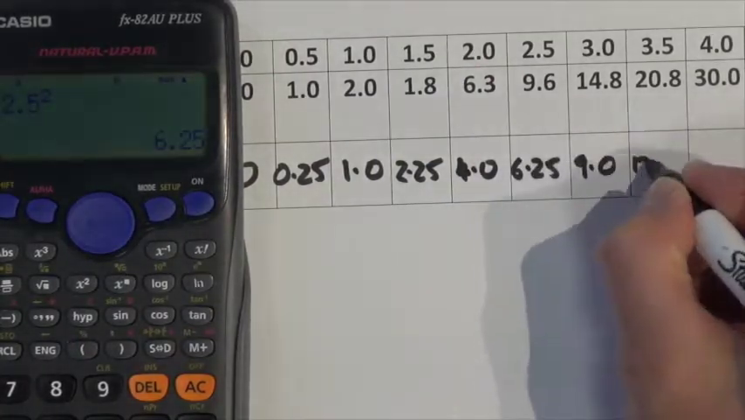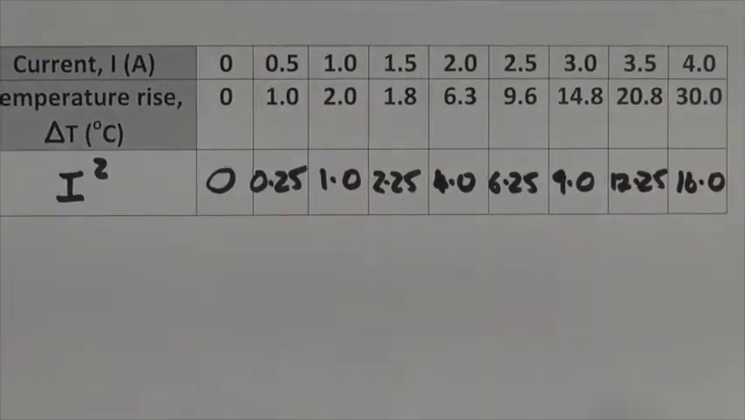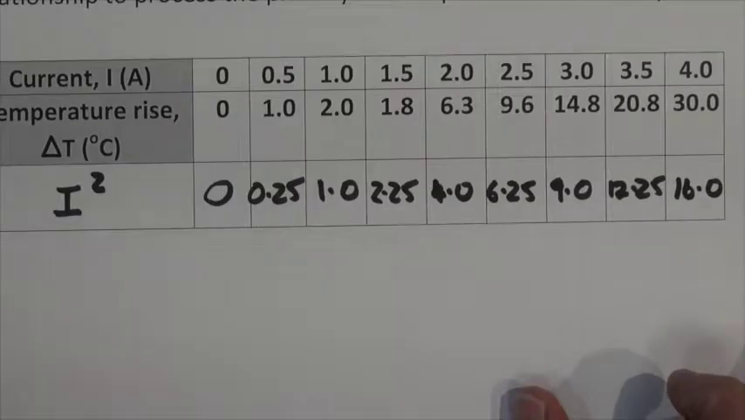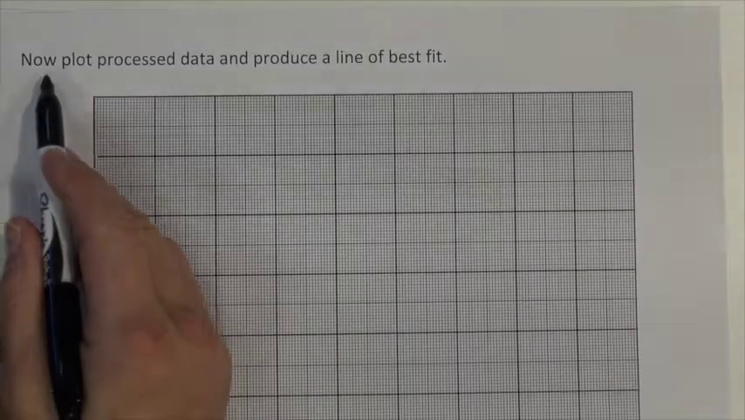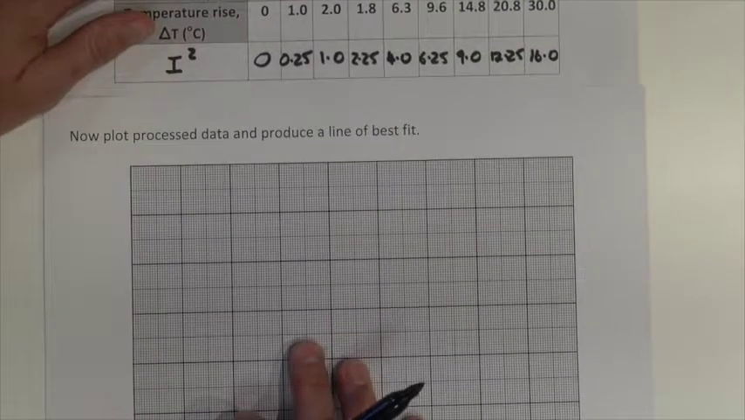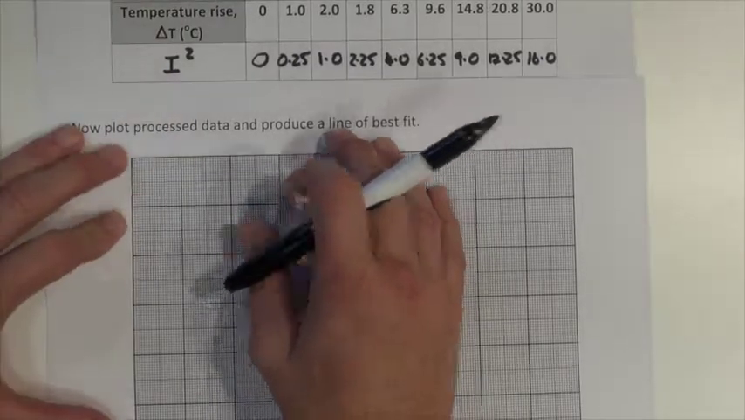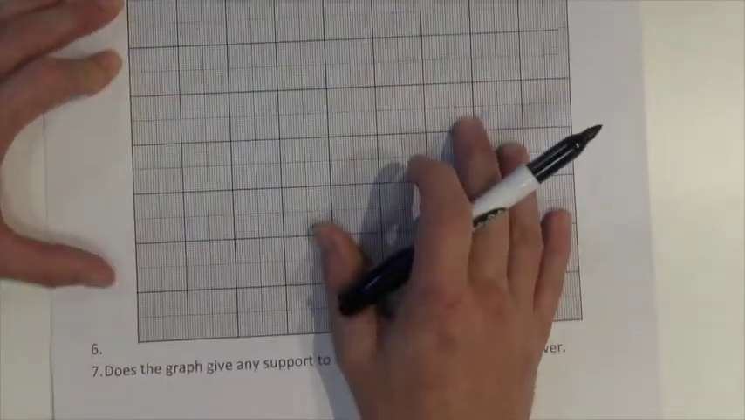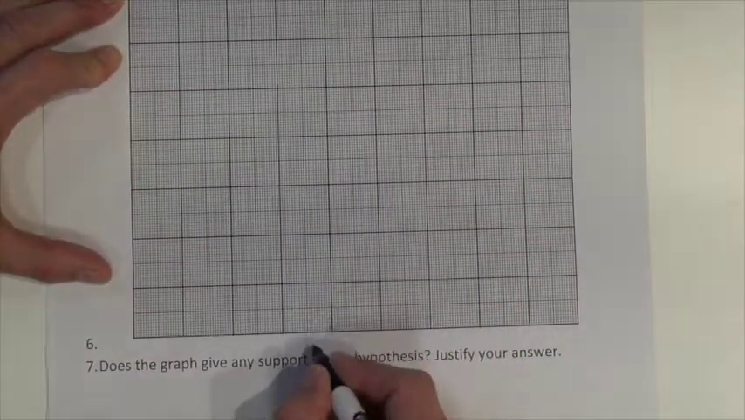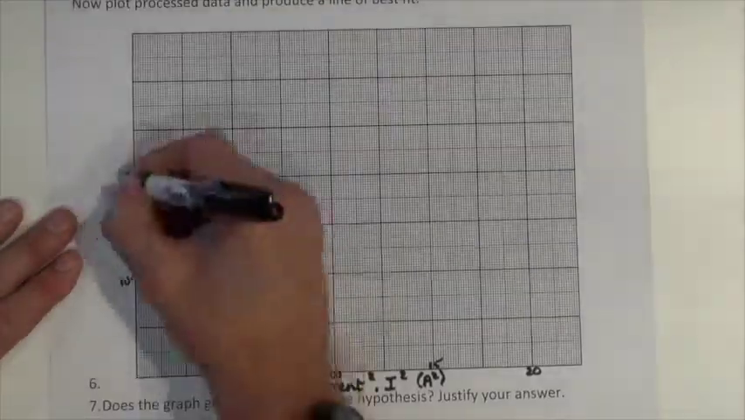Here we go. And obviously 4 squared is 16. So then the next thing I've got to do is to plot I squared against delta T to produce a straight line graph. From this I can then draw a line of best fit and work out the gradient. So I squared is going to go along the bottom, and then delta T is going to go up the side. So I'll quickly run through this now.